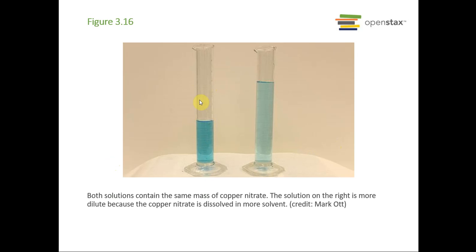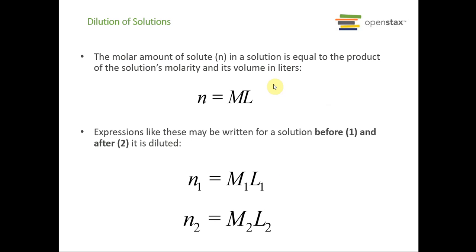So in this case, the stock solution might have been this copper nitrate solution at this higher concentration, and that same amount is put over here and diluted by 1/2 with water. So this tube and this tube contain the same amount of copper nitrate. It's just this one is more dilute, and therefore it has a larger volume. Which brings us to the dilution equation.